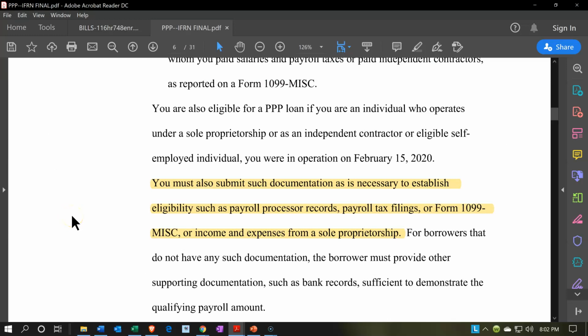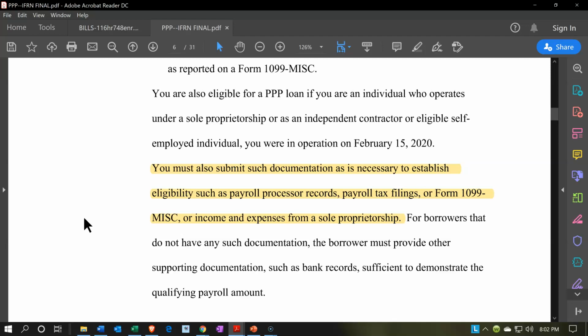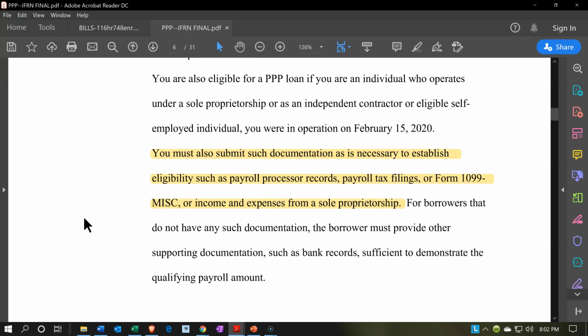Just scrolling through this, there are some other components that jumped out to me that I decided to highlight as we go. You must also submit such documentation as is necessary to establish eligibility, such as payroll processor records, payroll tax filings, and Form 1099-MISC or income and expenses for the sole proprietor. So remember, you've got the payroll information, and you need to support it. If you're a sole proprietor, you're going to need to give that 1099 information and basically the expense information.